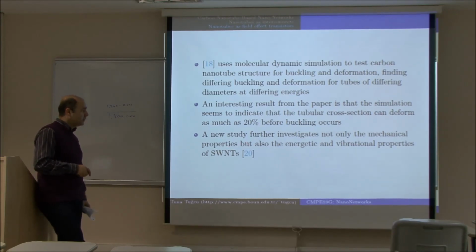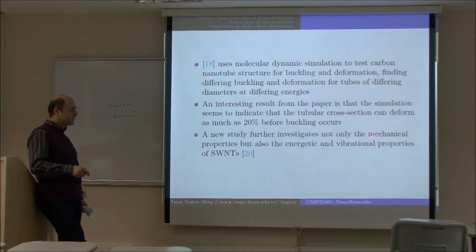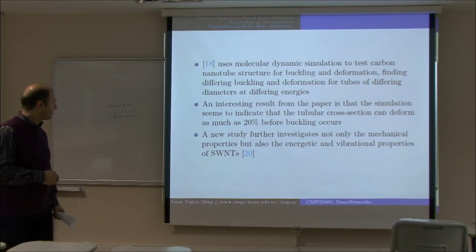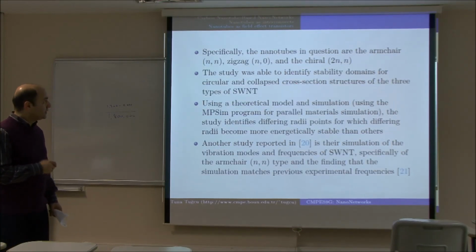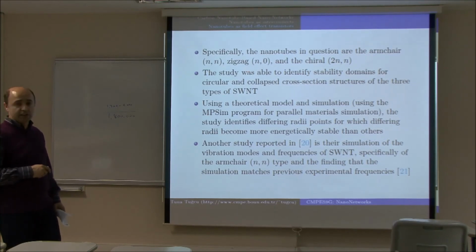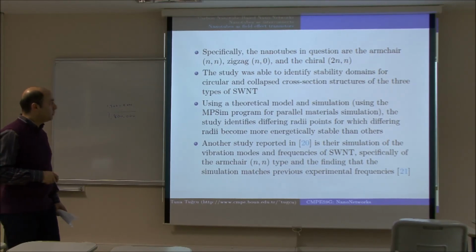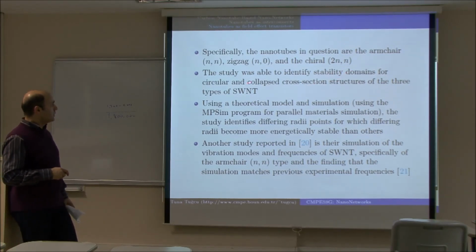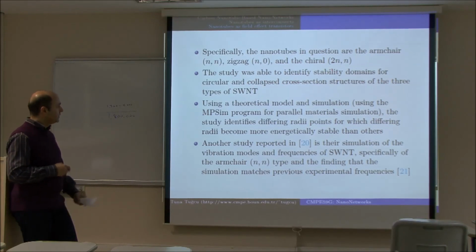And a new study further investigates this. It looks not only at mechanical properties like buckling, but also at energetic and vibrational properties of the single-wall nanotubes. Specifically, the nanotubes in question are the armchair layout n by n, zigzag n by 0, and chiral 2n by n. And the study was able to identify the stability domains for each of the circular and collapsed cross-section structures of these three different types of single-wall nanotubes.